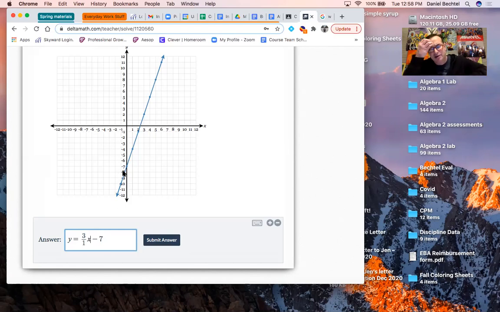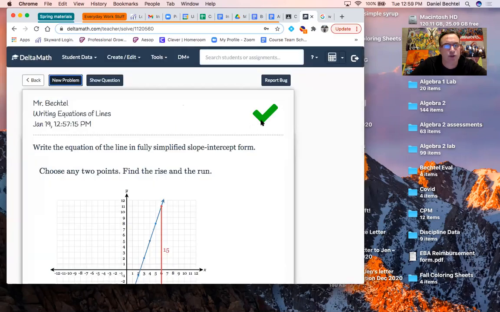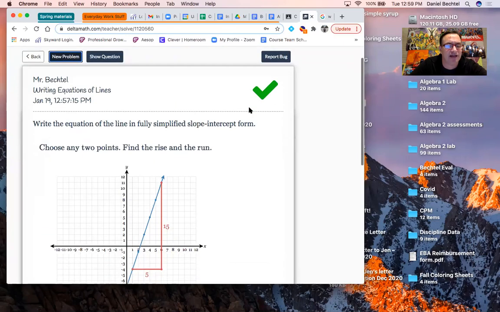Now, here's the thing. What I would say about this that I think is kind of important is they may want us to write it just as a 3, but I would probably say that this is an okay way for us to write it. We've got the slope in front of the x. We've got the y-intercept there with the -7. Let's see what it gives us. Do you want that answer? Yes. Awesome. So it took it, even though we didn't have that reduced.